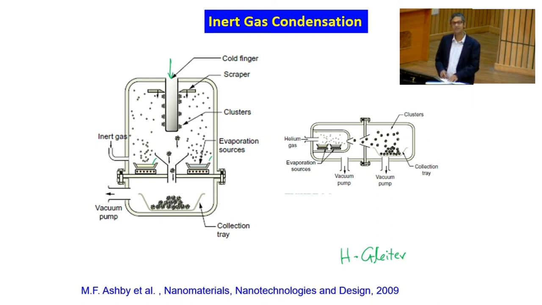This was developed later, maybe 10 to 15 years after Hubert Gleiter developed his method. This is a good one in which you can get good quality nanoparticles easily. So this is the first technique which was widely used in the initial days of nanomaterial processing. You can make these, get powder, and then you can sinter this powder to get bulk.